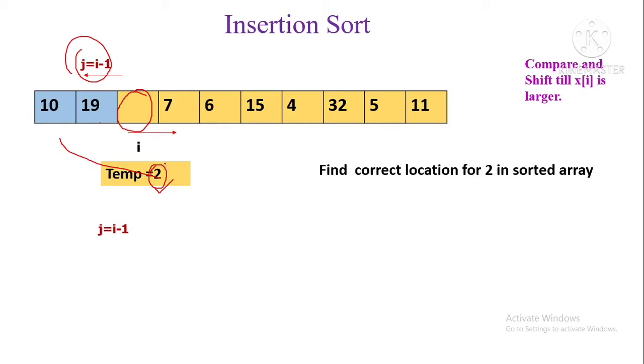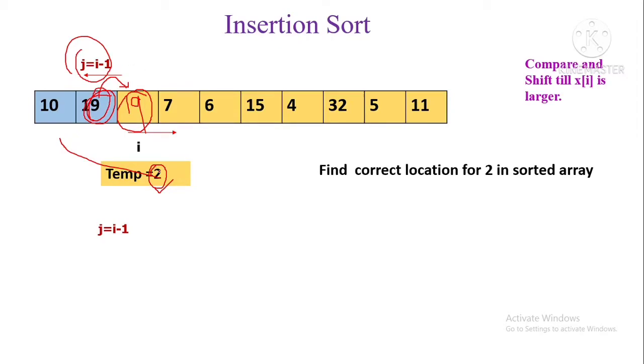But if my temporary variable value is smaller than this element, then what I am going to do is, because 2 is smaller than 19, 19 should be shifted to the next position. It should be shifted by one place, so 19 should be placed on this particular position. Then a hole is created here since I have moved this 19 to the next position.